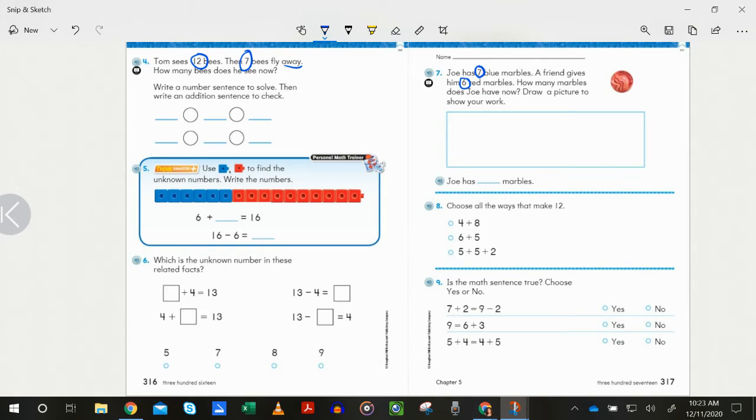Okay, number 9, is the math sentence true? Choose yes or no. So remember what the equal sign means. It doesn't mean find the answer, it means balance. So make sure you're looking at each side of the equal sign to see if they balance. If they balance, you'll pick yes. If not, you'll pick no.